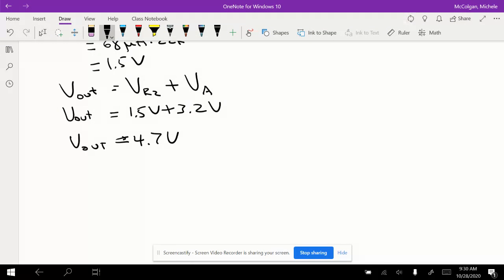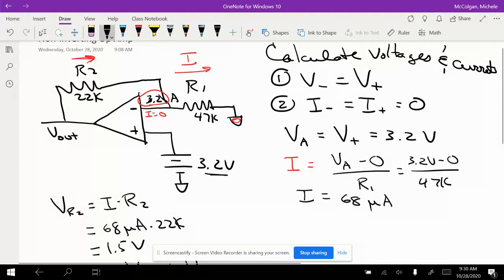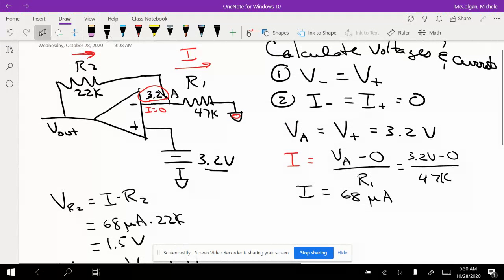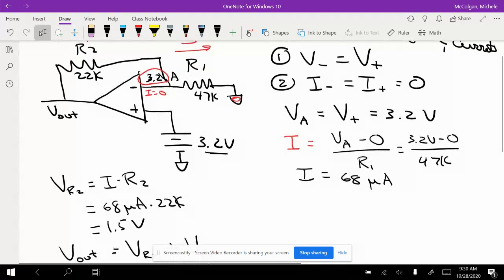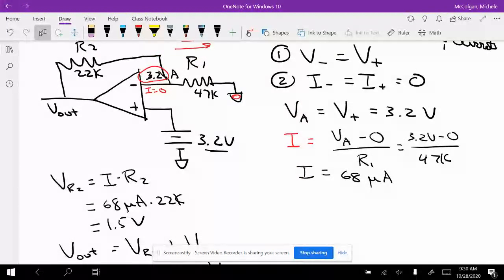So we've calculated the currents that we needed through R1 and R2, and we calculated the voltages at each of the locations and the output voltage. The other good thing to check here is that this is a non-inverting op-amp. And how do I know that?